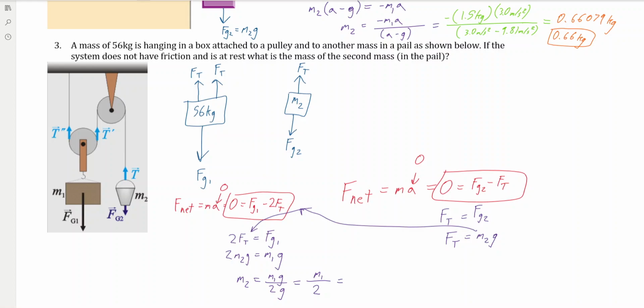And actually we're not going to have to write this in our calculator because this can be done by hand. 28 kilograms. And again, I should have written this part in green and this part in orange.